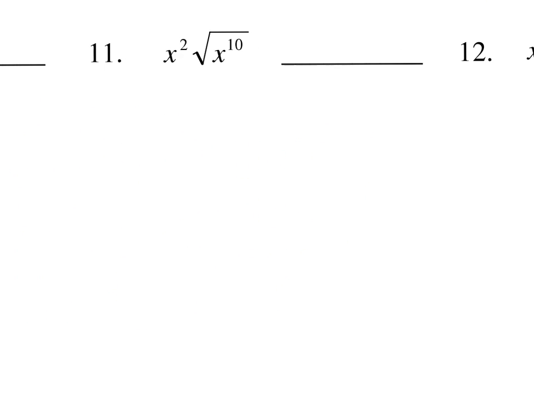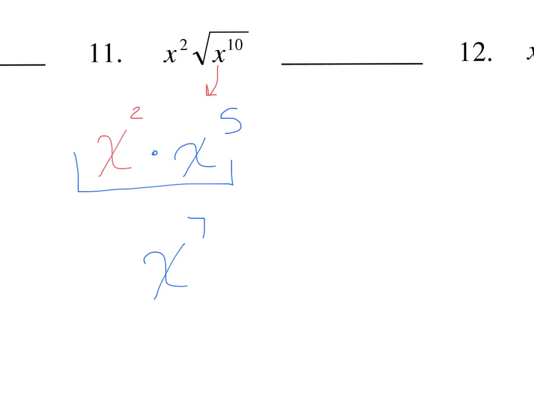On number 11, we're going to do the same thing. We have x squared on the outside. However, x to the 10 is perfect. We don't need to break it up into two parts. We only do that when we have some not perfects. So we can go ahead and skip that step and just go right to the square root of x to the 10 is x to the 5. We simplify by multiplying. We get x to the 7.